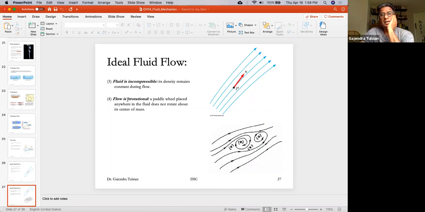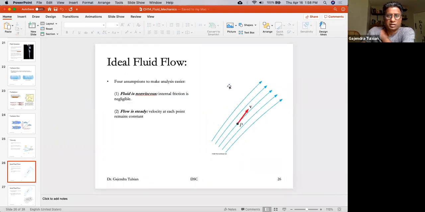Okay, and the last requirement is that flow is irrotational. What that means is the fluid doesn't have any eddies. If the fluid has eddies and you put a little fan-shaped paddle in, the paddle would rotate in an eddy. Okay, so this fluid is irrotational. You can put a fan anywhere here and it would not rotate. Okay, so this is a rotational flow and this is irrotational flow.